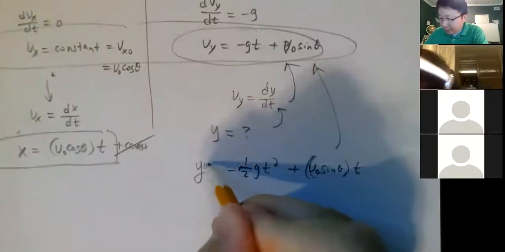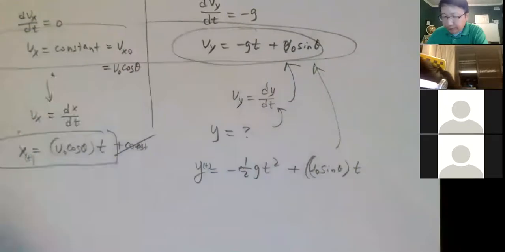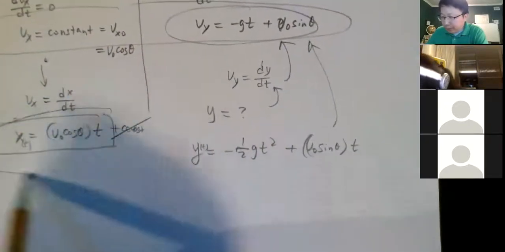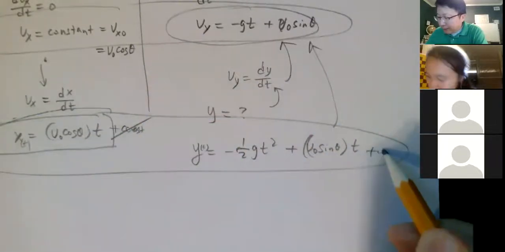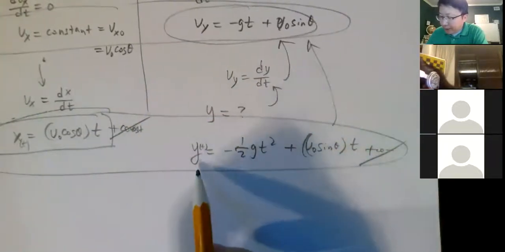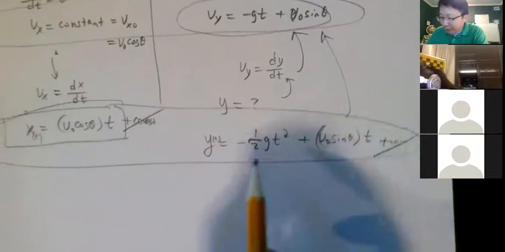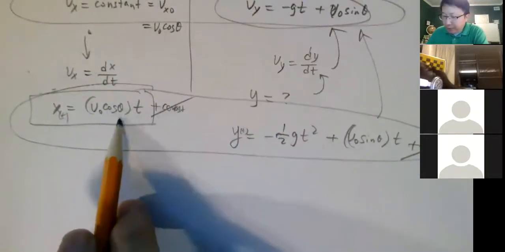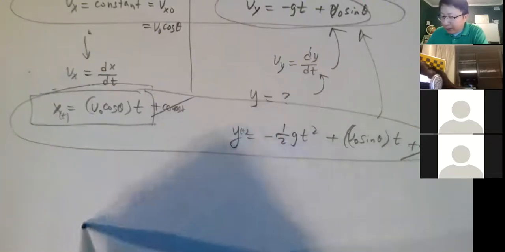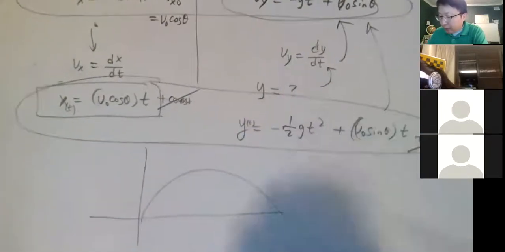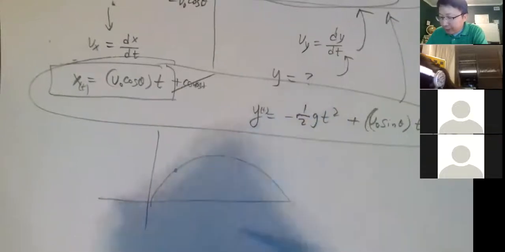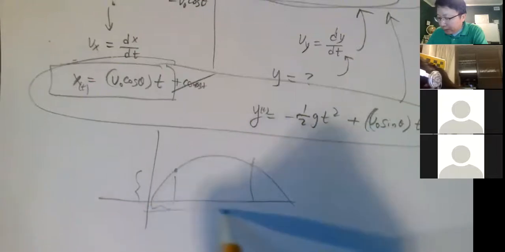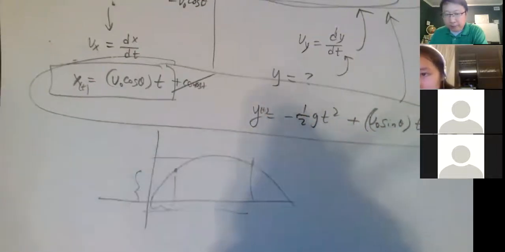So y is a function of t, x is a function of t, correct? Then these two give plus a constant. Again, the constant will be canceled since at time zero, y is also zero. So those two easily give me the location on x and the location on y at any time. Therefore, I can completely describe this curve: at any time I know the location x and the location y, correct?